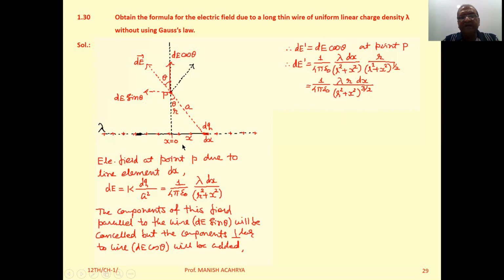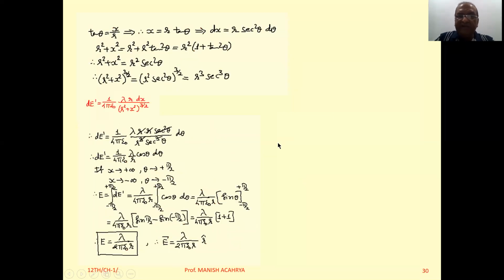Now to find out the resultant electric field at P, we have to consider so many infinitesimal small elements starting from x equal to 0 to x equal to infinity, as well as on the left hand side starting from x equal to 0 to x equal to minus infinity. And then after we have to take the summation of all those. It implies that we have to integrate this equation between the limits minus infinity to plus infinity. But for that integration, we have to change the variables.